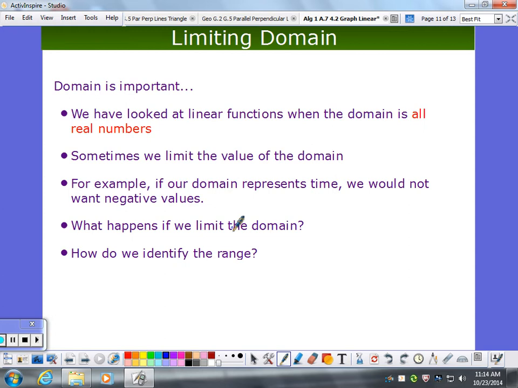You can limit domains, right? Domain is an important thing. So if they don't tell you, you're just saying it could be anything. Well, sometimes it can't always be anything. Very often, like if you're graphing stuff in physics, you're working against time. Generally speaking, time doesn't go negative, am I right?